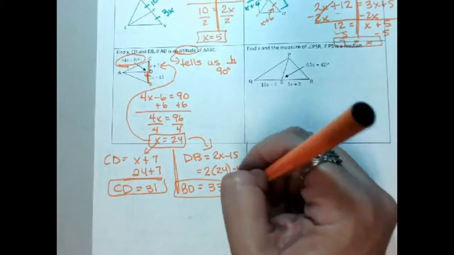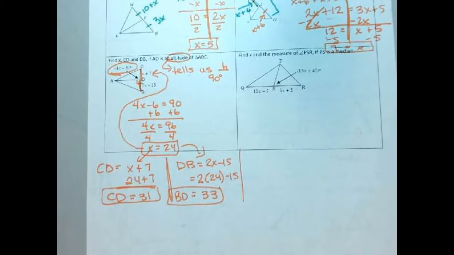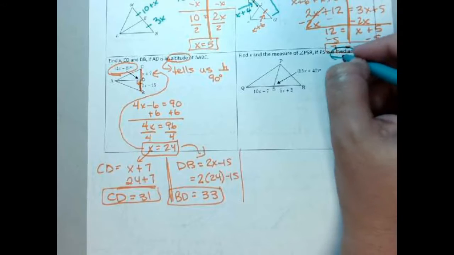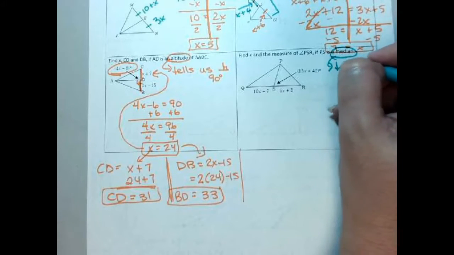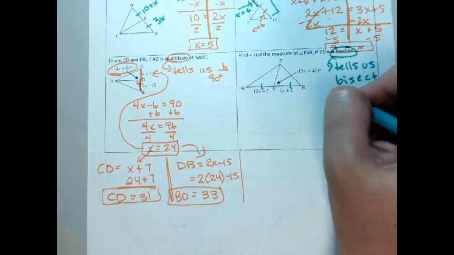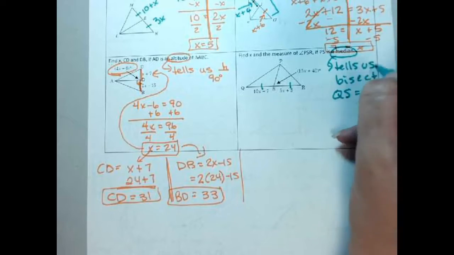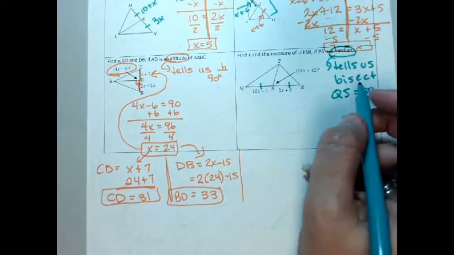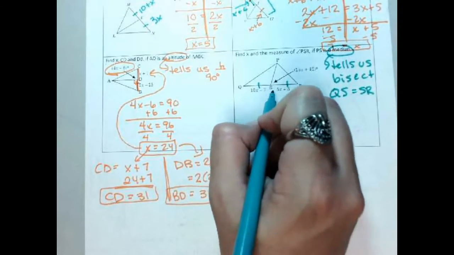Okay, in our final problem here, it says find the measure of this angle if it's a median. Well, if it's a median, what does that tell me? Well, a median tells me that it's bisected. It tells me this equals this. QS equals SR. That's what a median is. It tells me those are equal. So that's going to be my equation right there. This part is equal to this part.